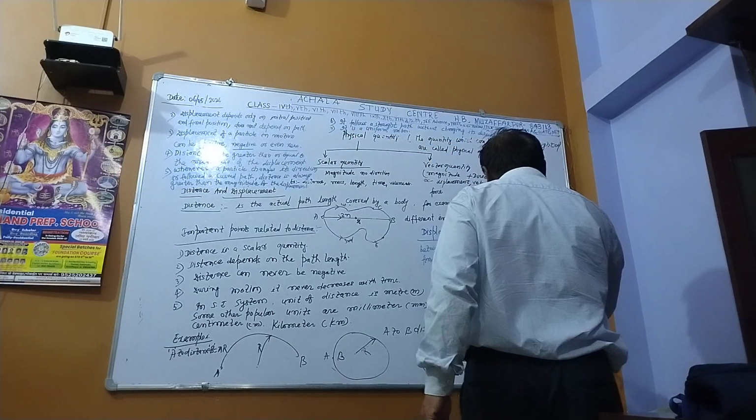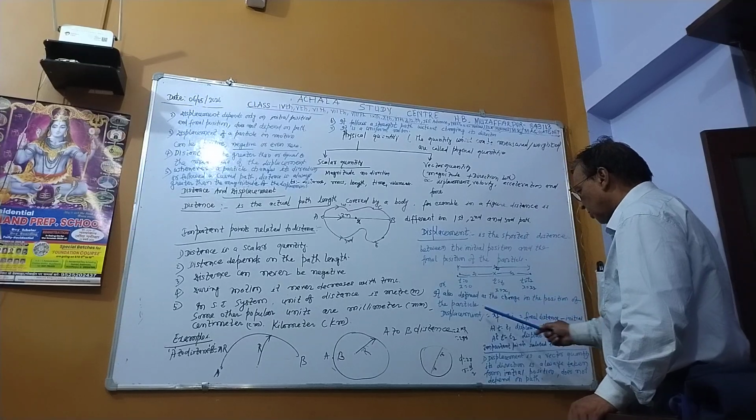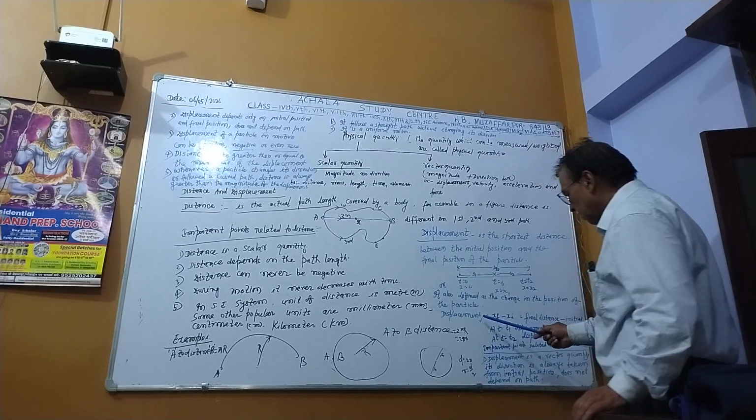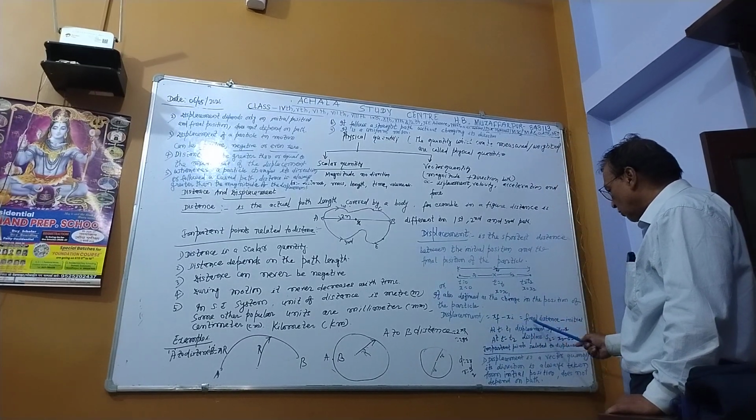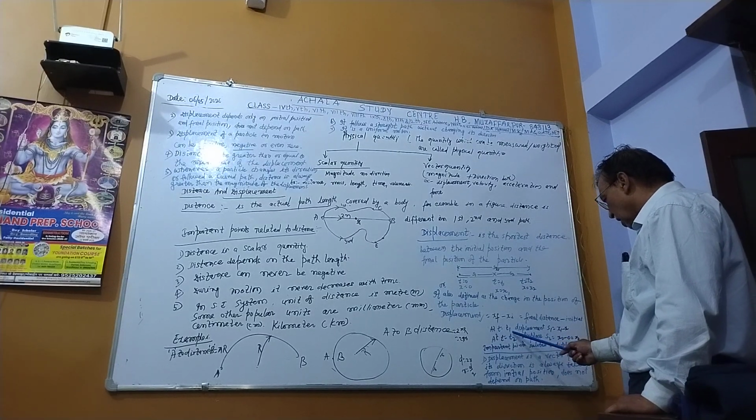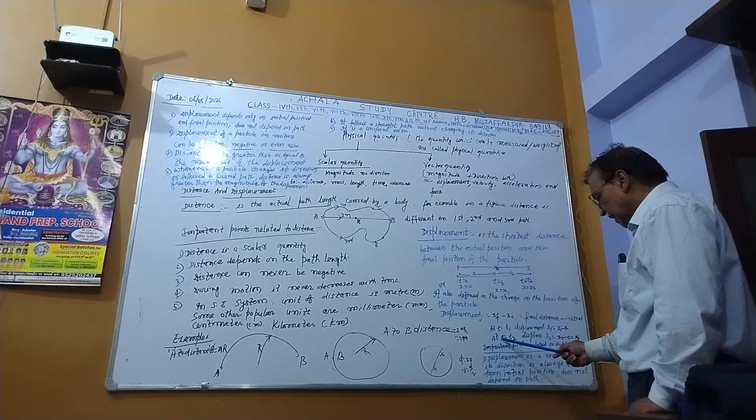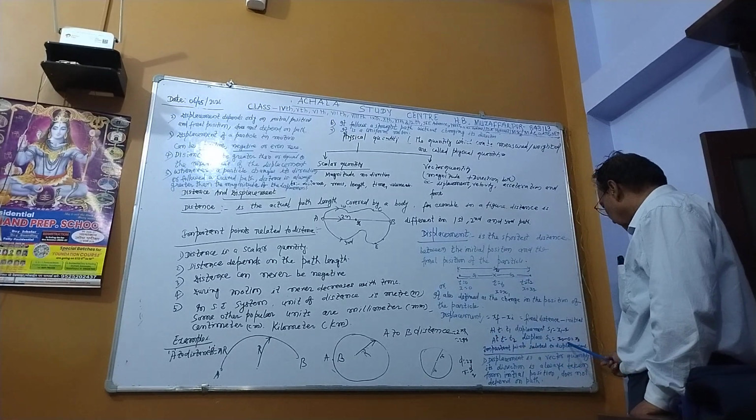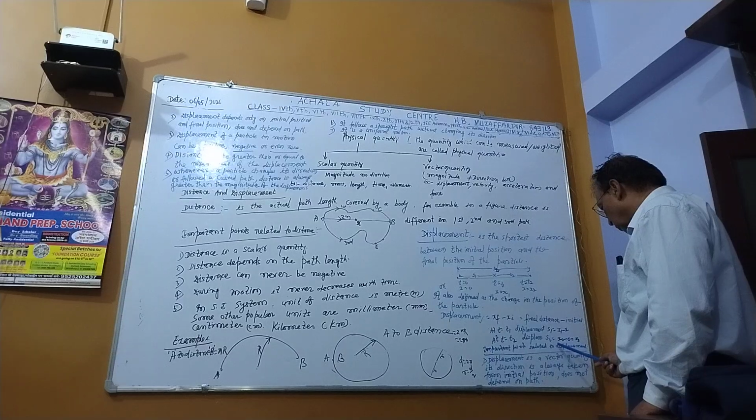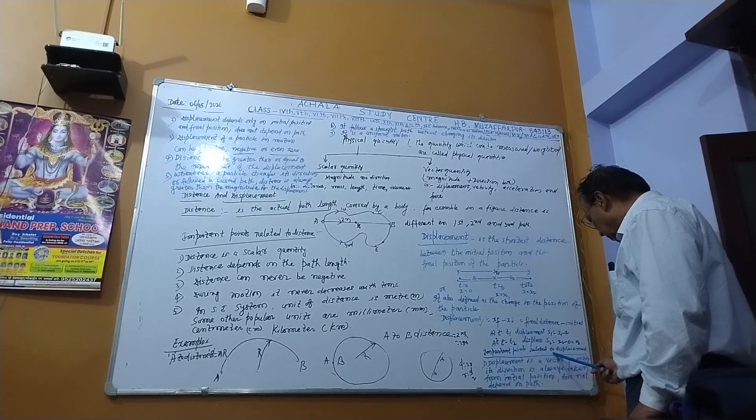It is also defined as the change in position of the particle. Now displacement is the final position minus the initial position. At t is equal to t1, displacement s is equal to x1 minus x0, and at t is equal to t2, displacement is equal to x2 minus 0.